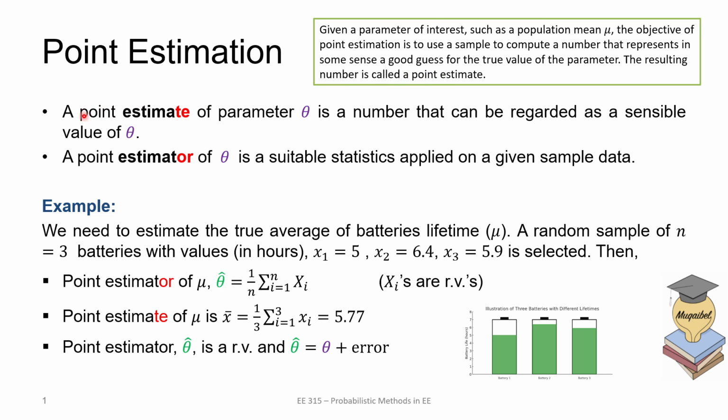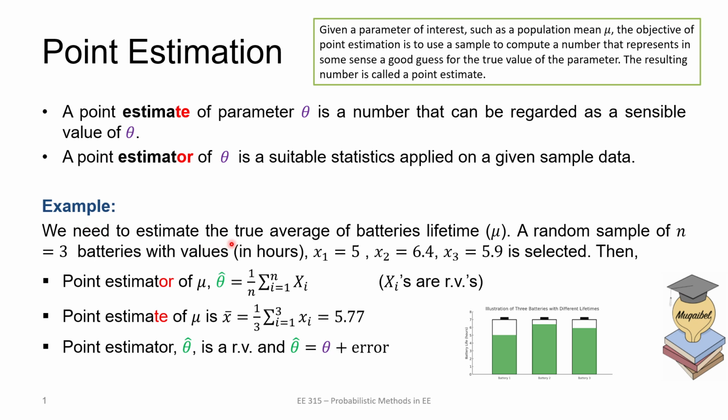So we can say that a point estimate of a parameter theta, it could be the mean, for example, is a number that can be regarded as a sensible value of theta, a reasonable value of theta. We have the estimate and we have the estimator. A point estimator of theta is a suitable statistic applied on a given sample data. So we have to use the estimator to get the estimate. Things would become clearer with an example.